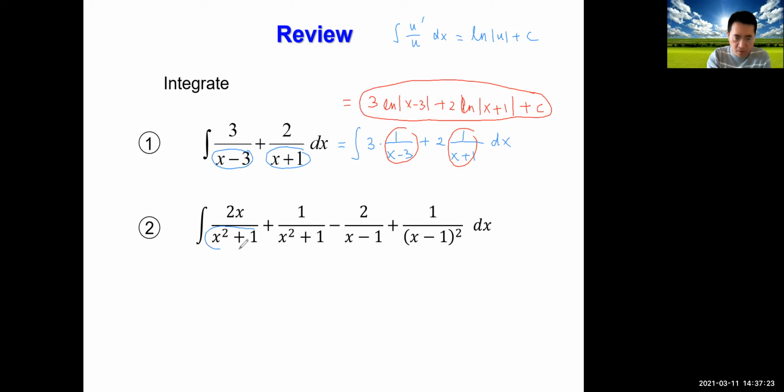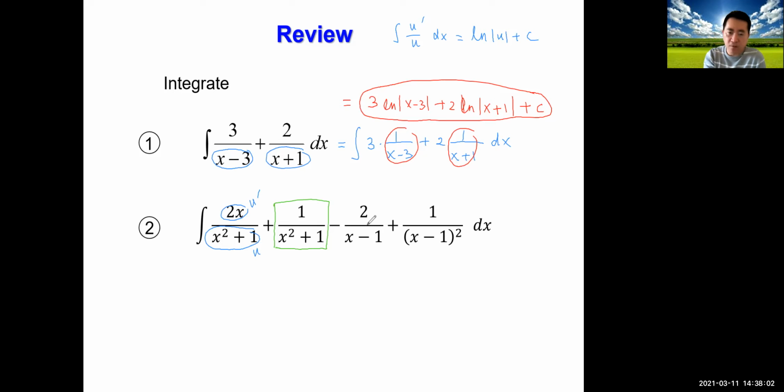Let u be x squared plus 1. What's the derivative of x squared plus 1? It's 2x. It matches the form, so that one I can do immediately. That is the u prime, that is the u. Okay, so I can integrate. Then we come to the next term. What is that? If you look carefully, we have a direct formula: that's 1 over 1 plus x squared. That is the arctangent. Review that formula. So we have the formula.